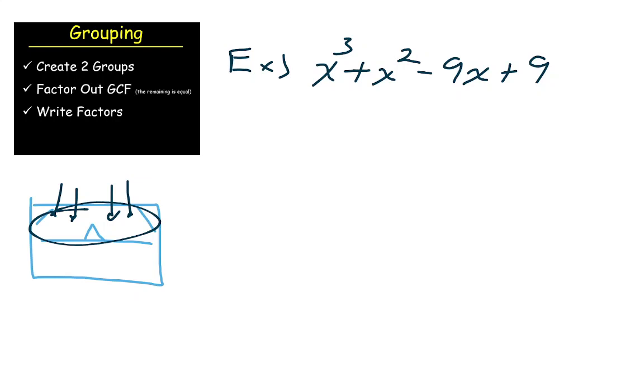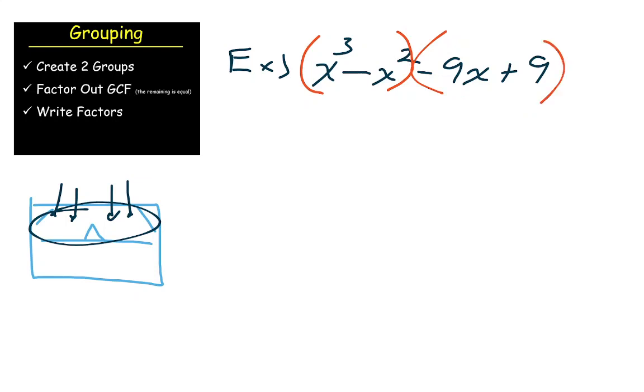How about this problem, x cubed minus x squared minus 9x plus 9. So what do we do first? We're going to have to make 2 groups. Now when you make your 2 groups, you want to group the negative with the 9x, not the negative kind of floating out there, because that changes the problem. So I want my negative to be just with the 9x.